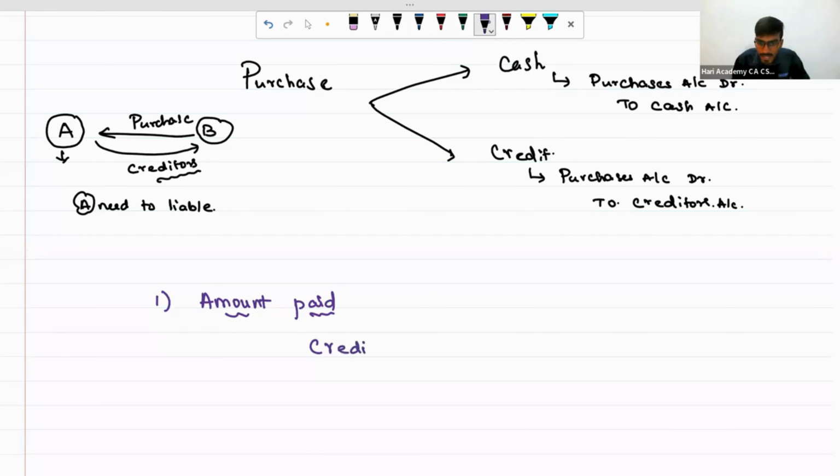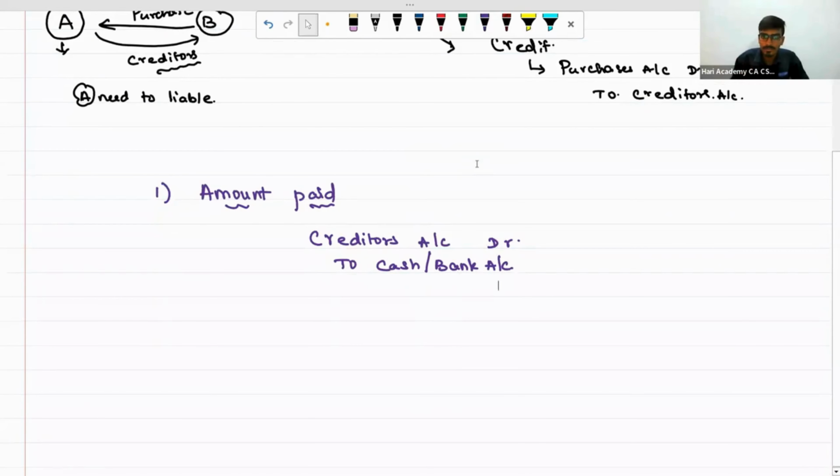It is my creditors, my liability, I am going to cancel it off. So creditors account debit to cash or bank account. If the creditors account decreases, the cash or bank account is credited, because I am going to repay in cash. That is, my asset balance comes down, and if my asset balance comes down, I am going to credit it.